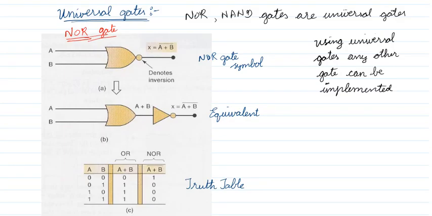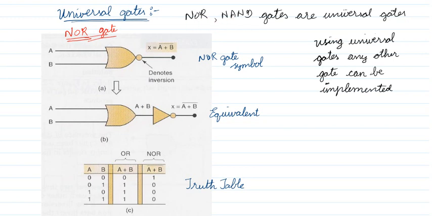Next we will see about the universal gates. What are universal gates? NOR and NAND gates are universal gates. They are called universal gates because using them, any other gate can be implemented. Any other gate means the NOT gate, AND gate, OR gate, XOR and XNOR gates. We will be seeing this in the coming slides. Those gates can be implemented using NAND and NOR gates, so they are called universal gates.